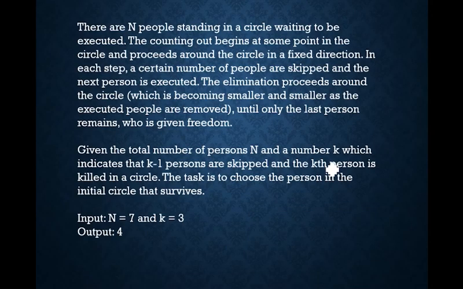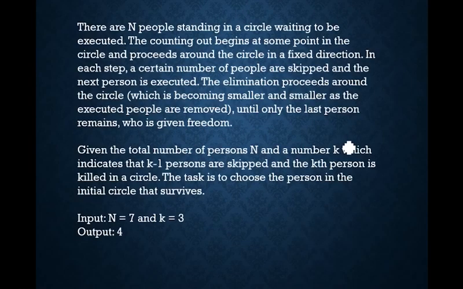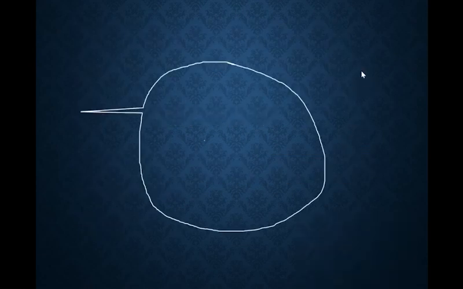In the first paragraph, we need to understand what it says. Let me explain with the help of one blank slide. Let me draw the circle here. This is a circle. So there are n people standing in a circle. In our program, let's take the n value as 7. So 7 persons are standing in a circle.